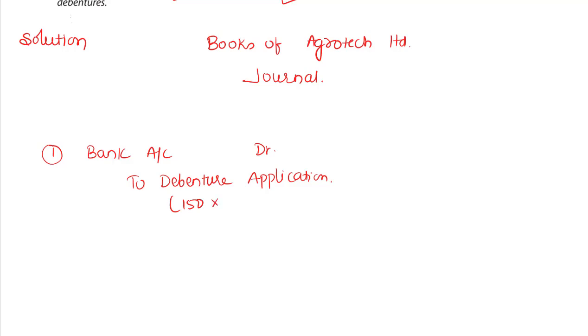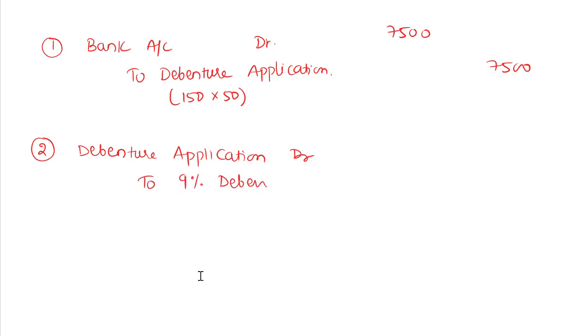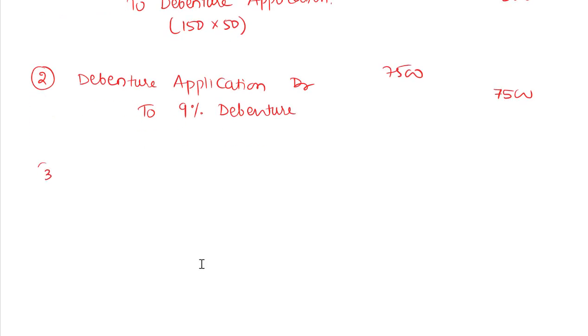150 into 50, 7500. Debenture application debit to 9% debentures, 7500. So this was application.